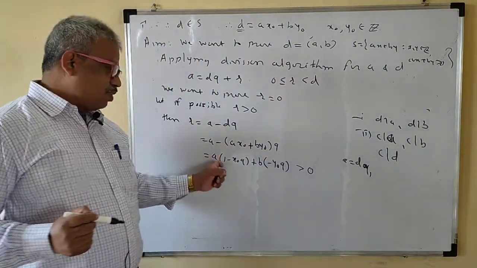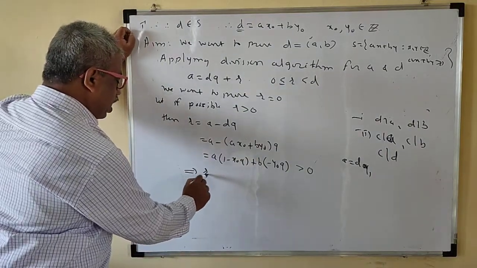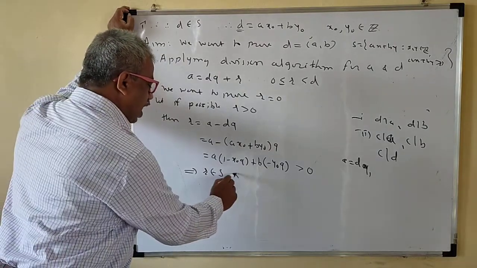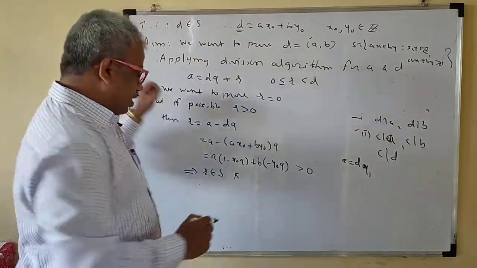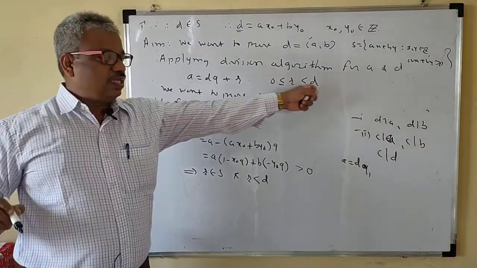Now see, this r is of the form ax plus by. That means this implies that r belongs to S. Right? And what is your r? r is less than d. So your r is this d.